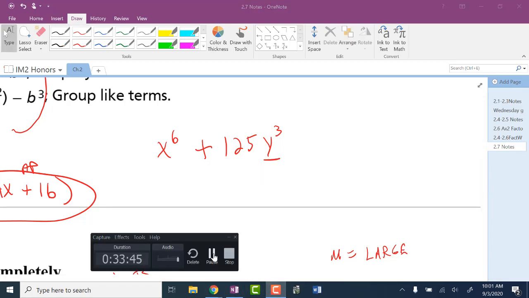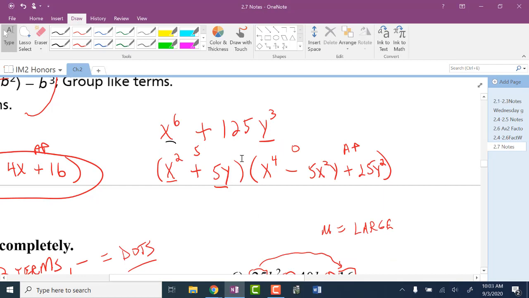I know I forgot to turn on the movie explaining that a sum of two squares does not factor, but a sum of two cubes does. So I did the perfect cube of this, perfect cube of that. First term is this squared. The middle term is these two multiplied together. Last term is that one squared. SOAP: same, opposite, always positive.